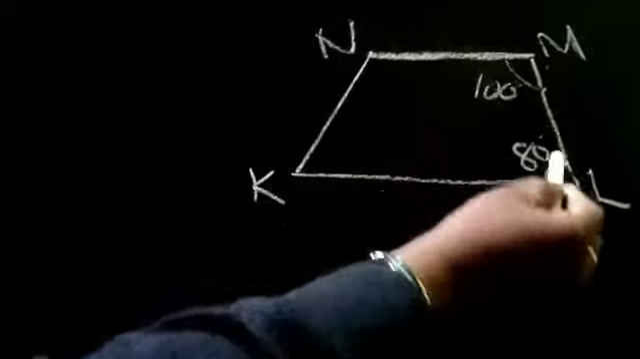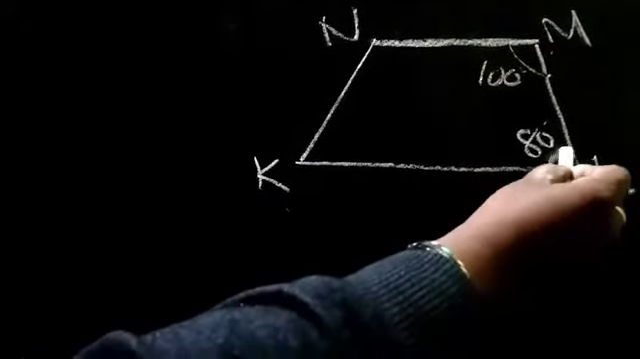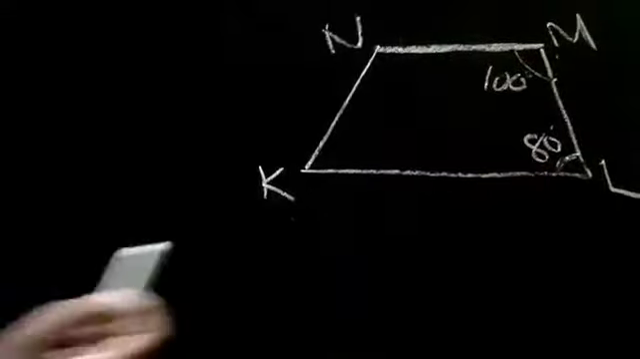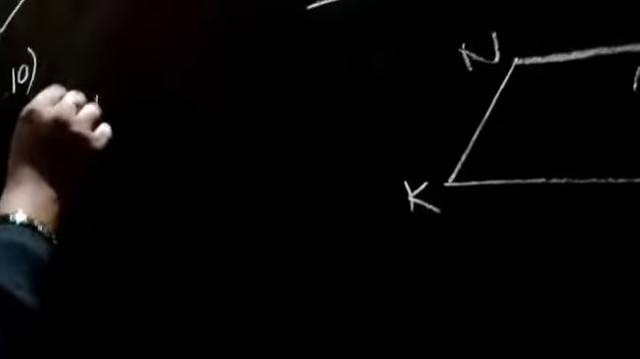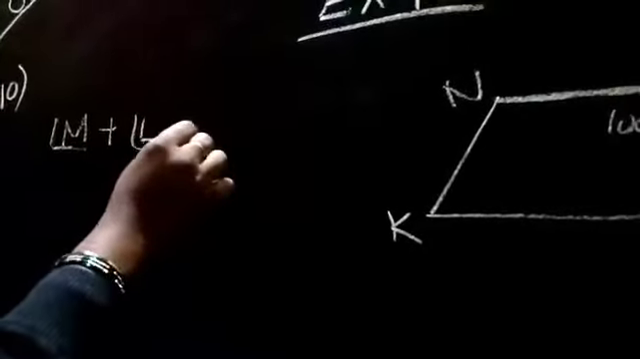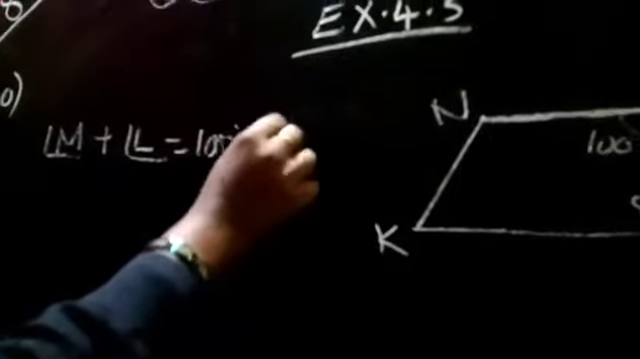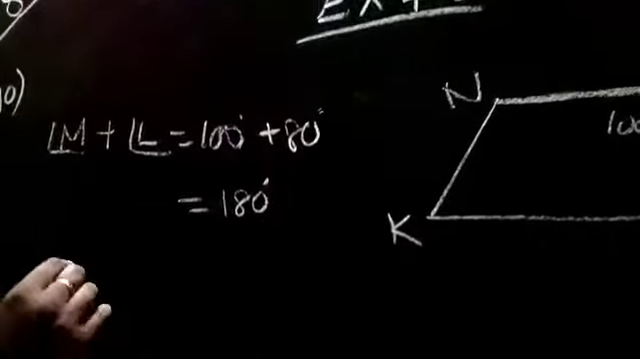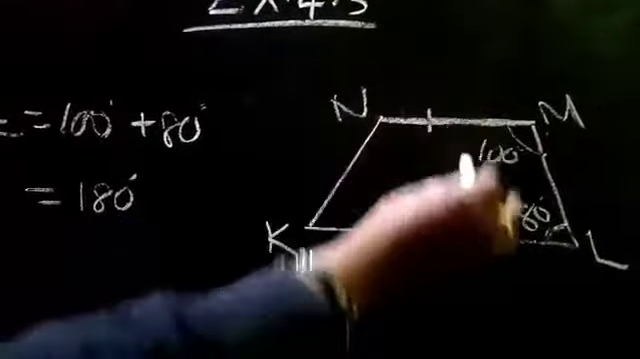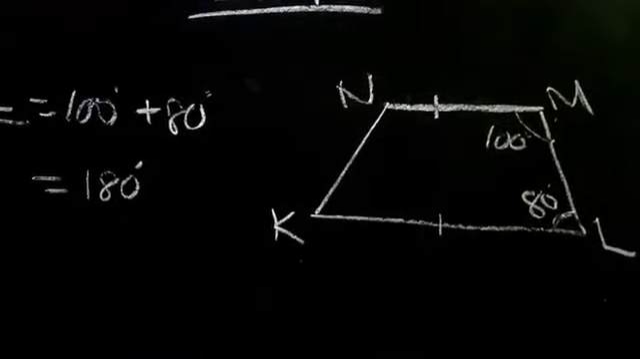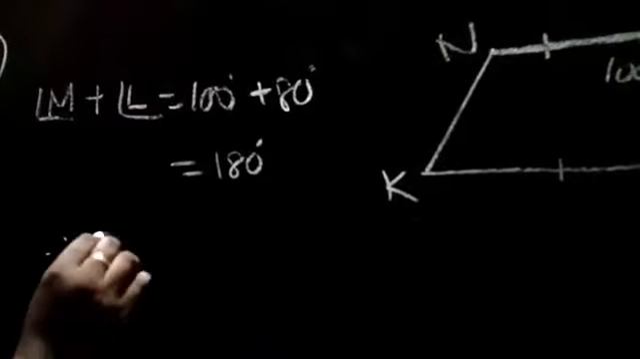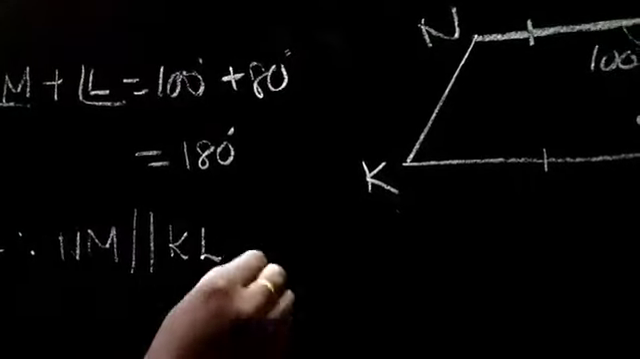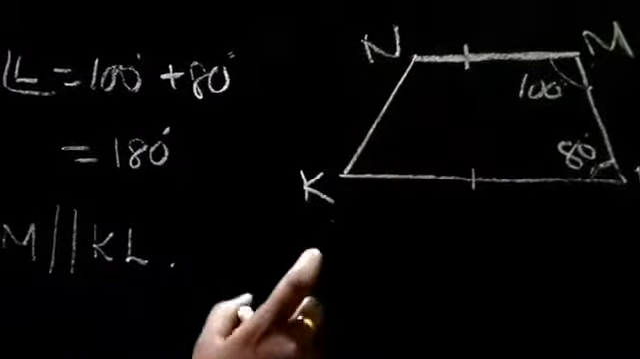Here they have given 100 degrees, and this one they have given 80 degrees. In a trapezium, if you add the adjacent angles, you have to get 180 degrees. Therefore, when we add M angle plus L angle, 100 degrees plus 80 degrees, we get 180 degrees. Therefore, this side and this side are the parallel sides. Therefore, NM is parallel to KL.